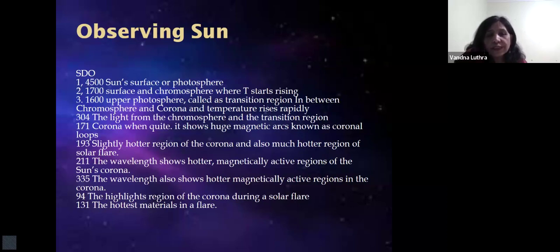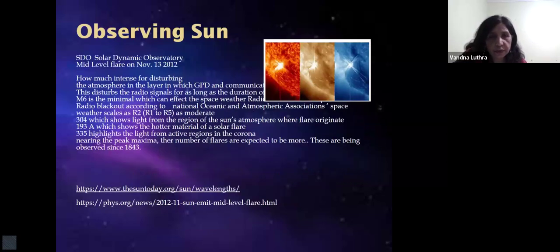193 is used for slightly hotter regions of the corona and much hotter regions of a solar flare. 211 is the wavelength which shows hotter, magnetically active regions of the sun's corona. And 335 also shows hotter, magnetically active regions in the corona. 94 highlights regions of the corona during a solar flare. And 131 shows the hottest material in a flare. So depending upon the requirement of looking at different temperatures or different magnetic domains within the different parts of the sun, different wavelengths are used.